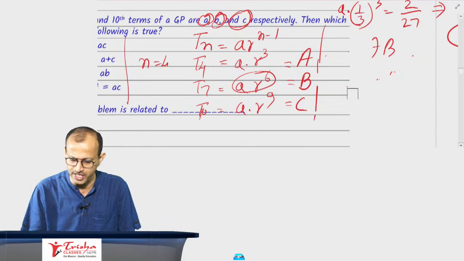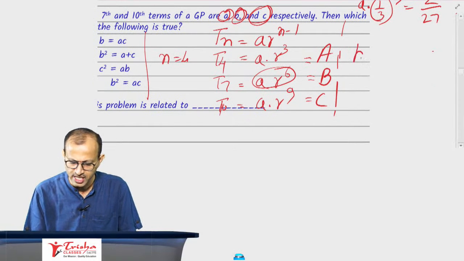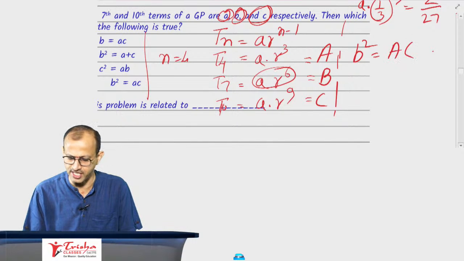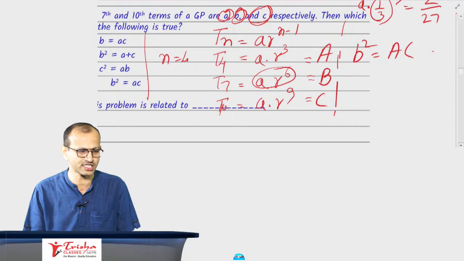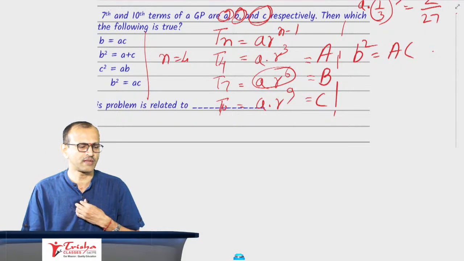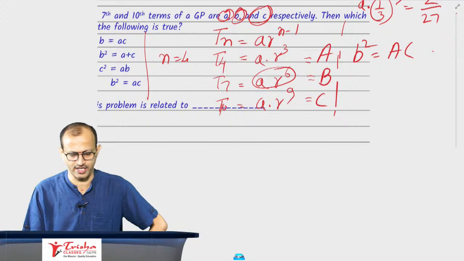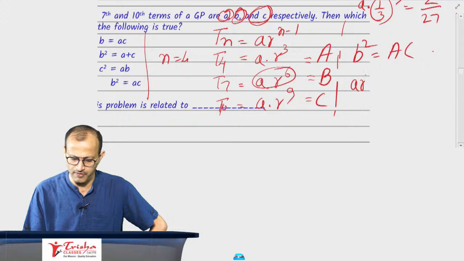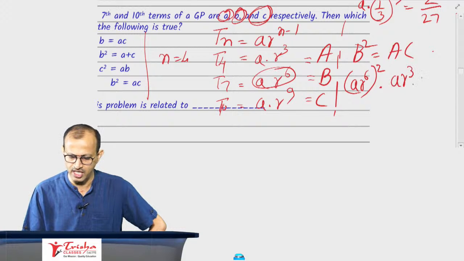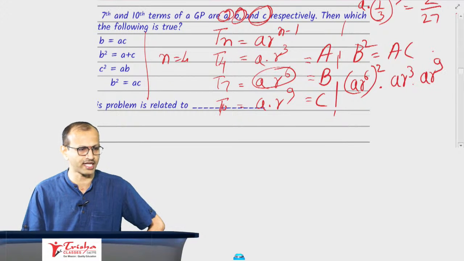It has to be answer D. What is D? B square is equal to AC. So, B square, quickly you help me, what is B square? Tell me what is B square? A r to the power 6 square into A value, capital letter A r to the power 3, C value A r to the power 9.